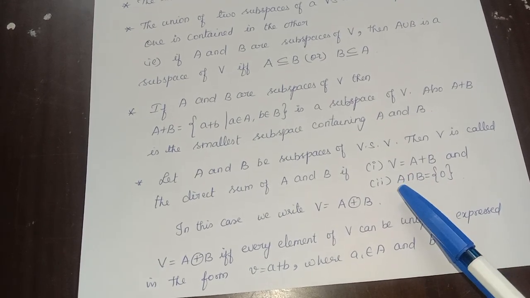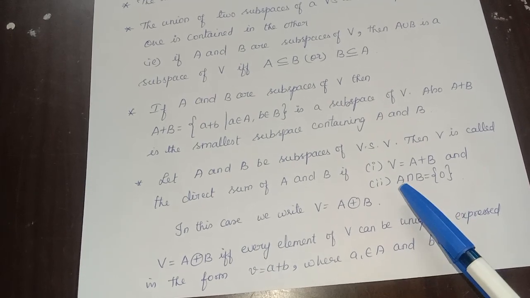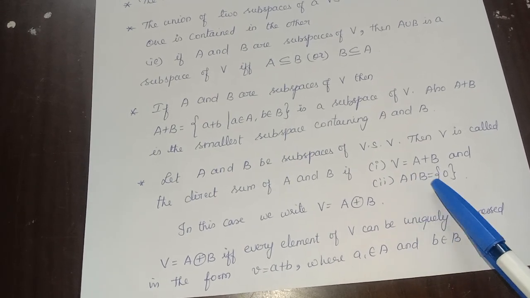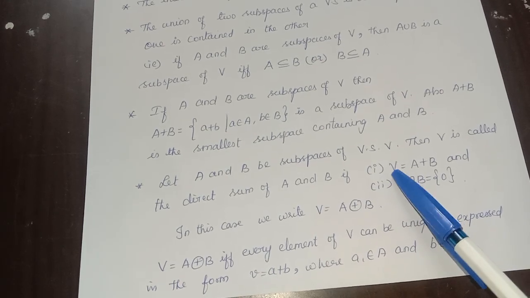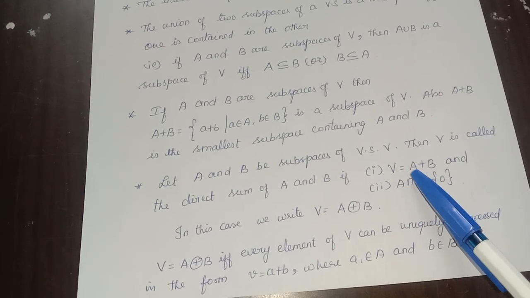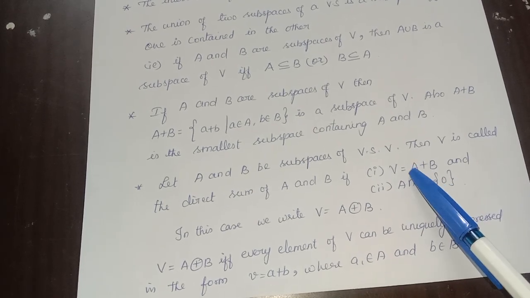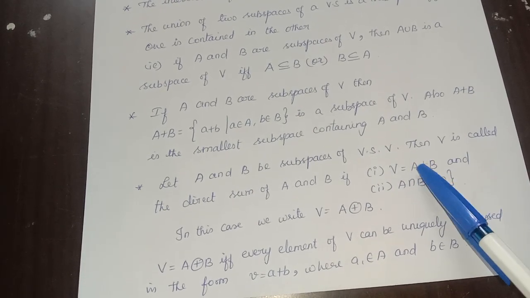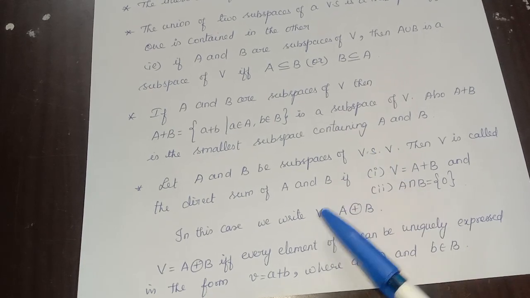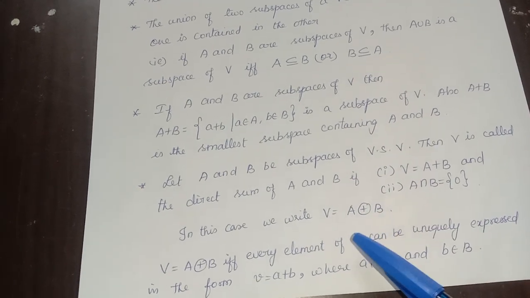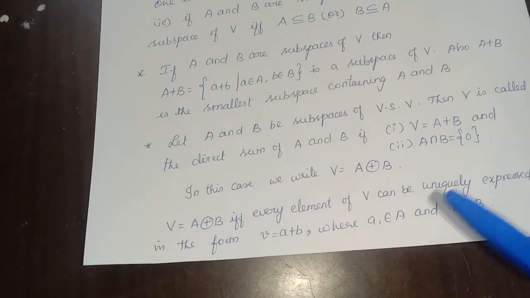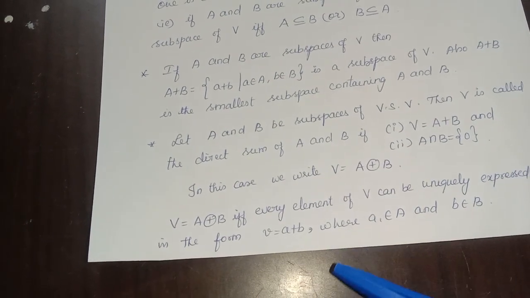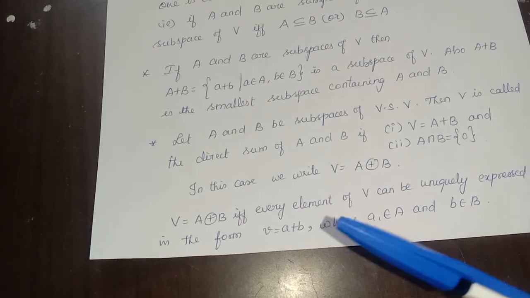So what are the conditions to be satisfied? Take one vector space, take two subspaces with their intersection equal to singleton 0, and every vector of V should be written uniquely as a sum of an element of A plus an element of B. If these two conditions are satisfied, then we say V is a direct sum of A and B, and it is written in this way: V equals A direct sum B. So when will this be possible? Only when it is a direct sum.